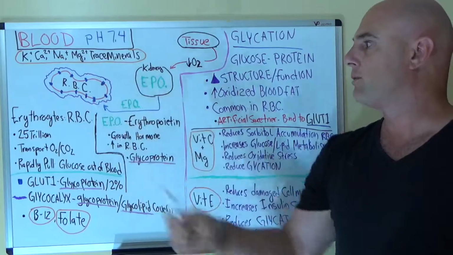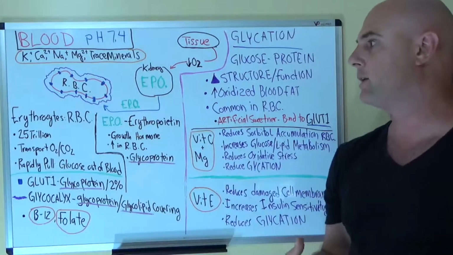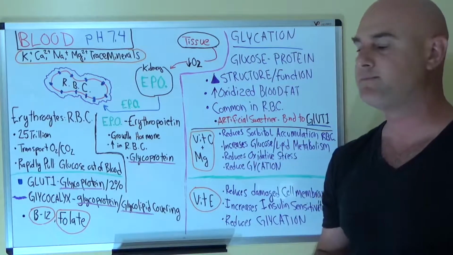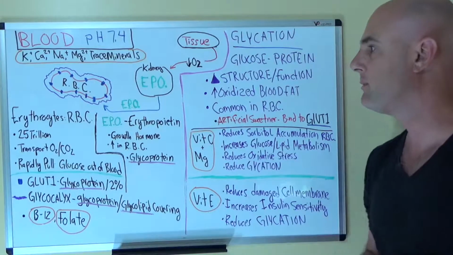For red blood cells, we need vitamin B12 and folate to make them. These are the two vitamins you want to be focused on to make sure that you're making enough of your red blood cells.